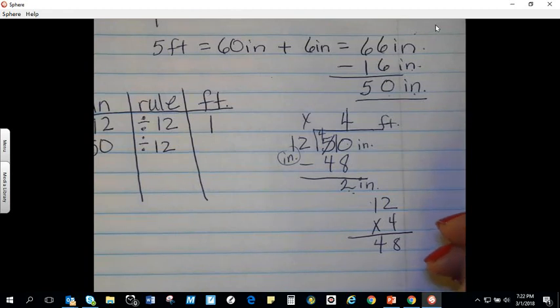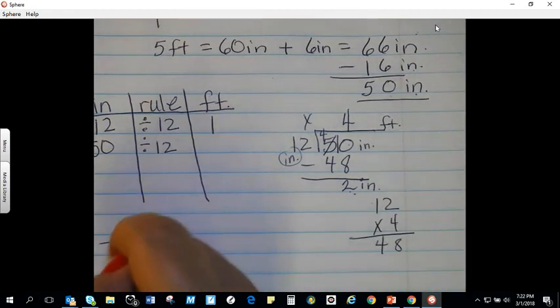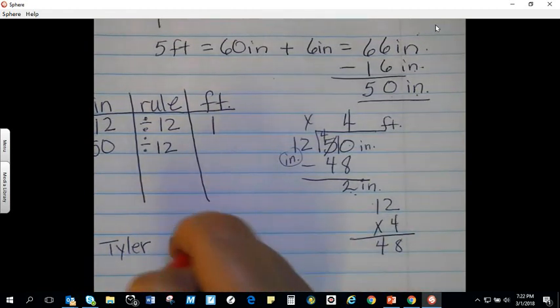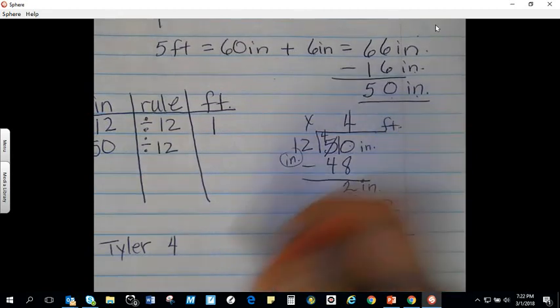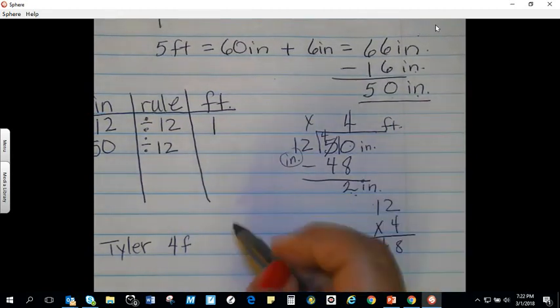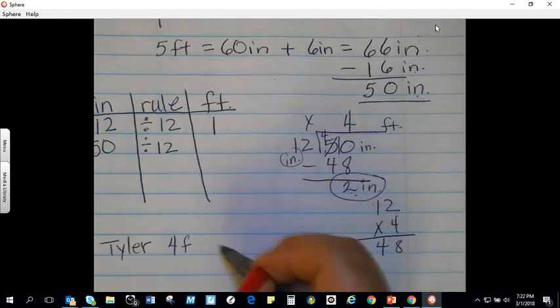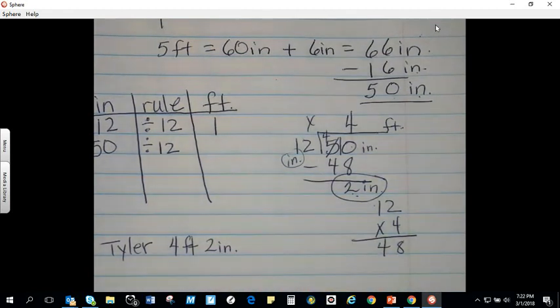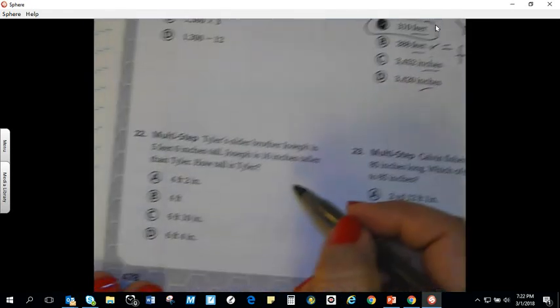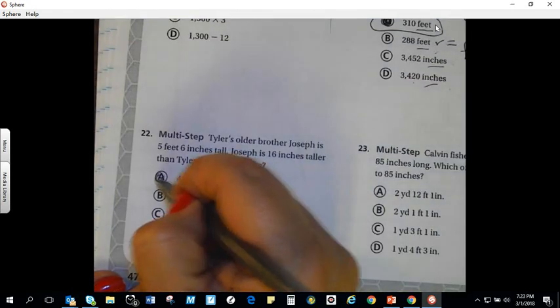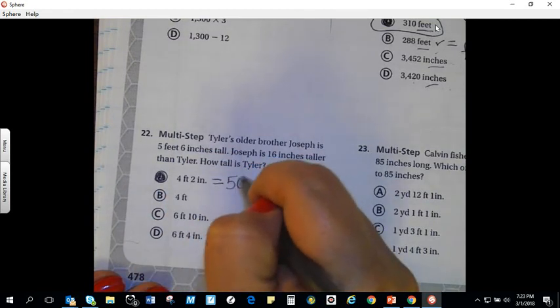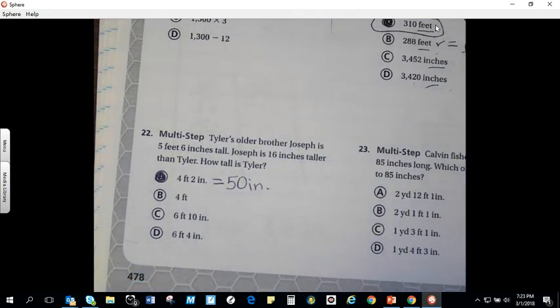So here, Tyler then is how tall? He is 4 feet, which is my answer right here. 4 feet, and my remainder is 2 inches. So Tyler over here is 4 feet, 2 inches, which is also equal to 50 inches. So if you wanted to do that.